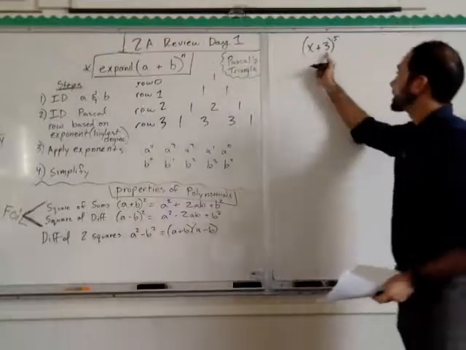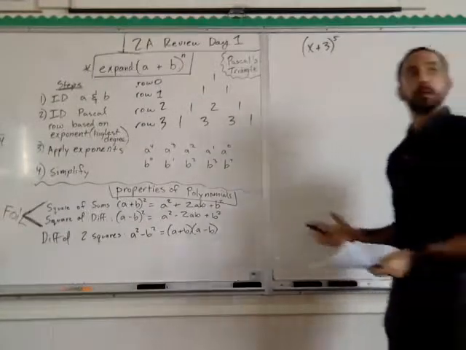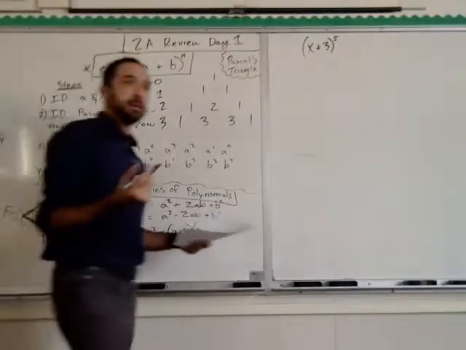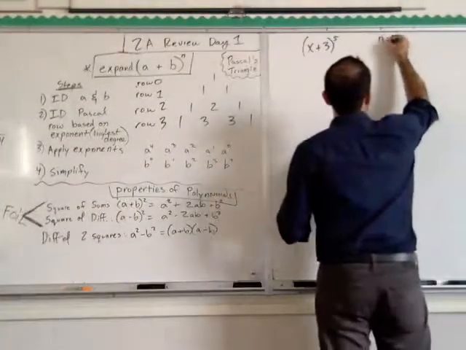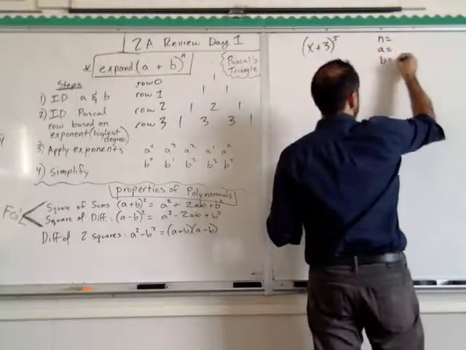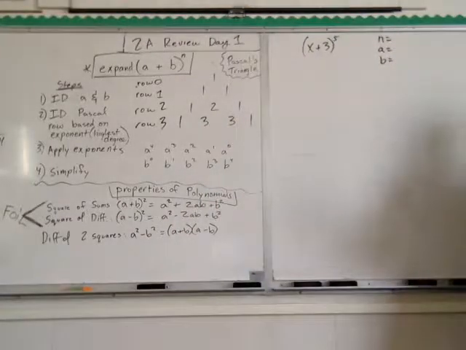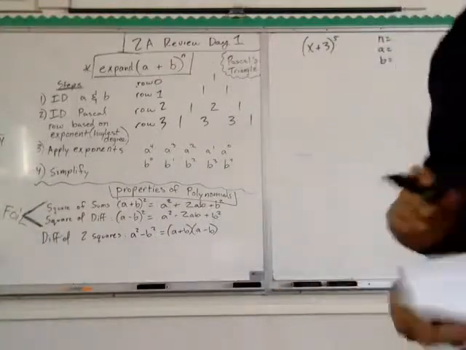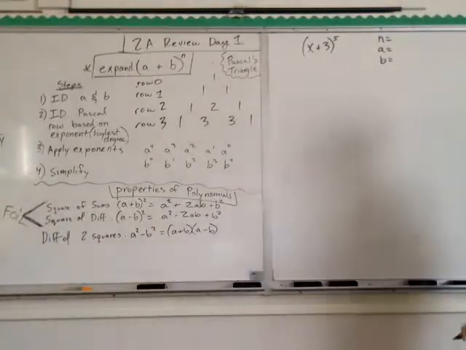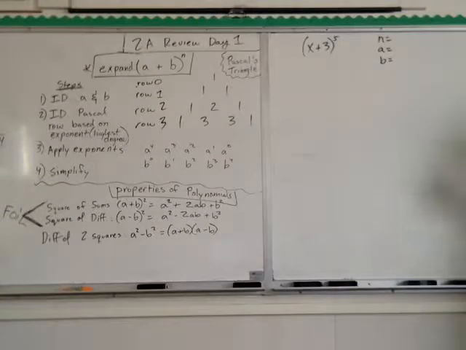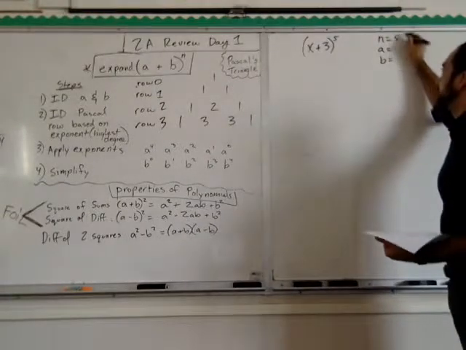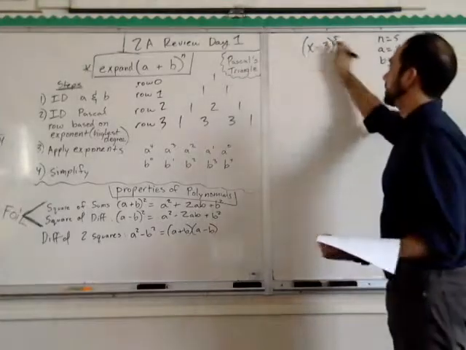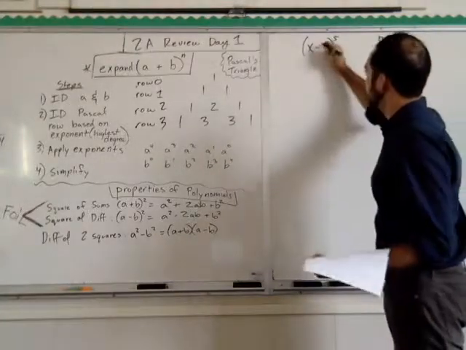Here we have (x + 3) to the 5th power. Now, the key information here is what is my n, what is my a value, and what is my b value. Once you know those 3 things, the process is the same over and over. So, somebody help me out. What is my n value for this? 5. That's easy. How about a? What's b? 3. If this was minus 3, it would be minus 3, but in this case, it's positive.